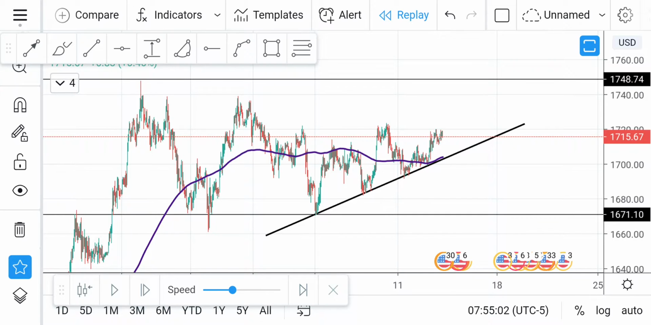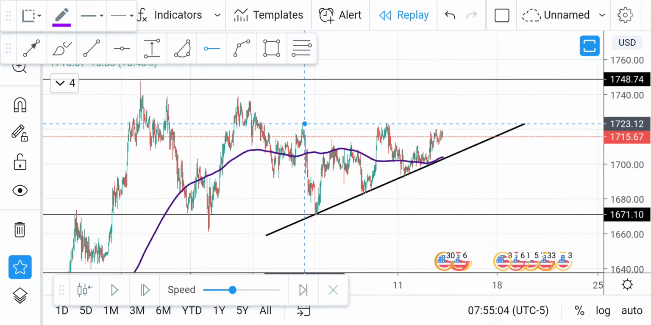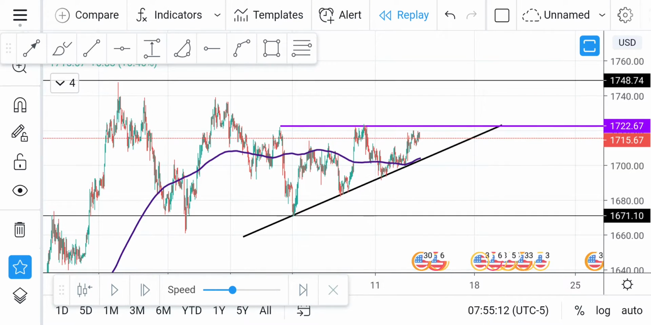So the chart pattern that I have identified over here is the ascending triangle, and you know the ascending triangle is a bullish chart pattern, especially in an uptrend. You can see this is an uptrend and you have a bullish chart pattern. So the probability of this trading setup breaking out is actually very high.